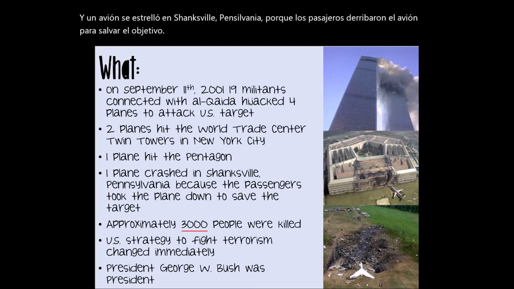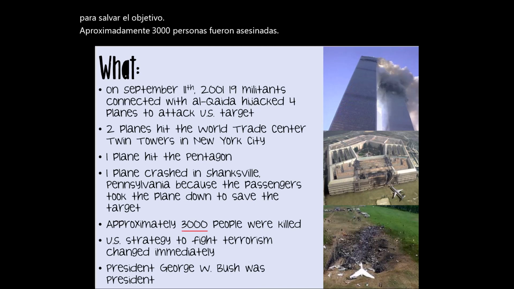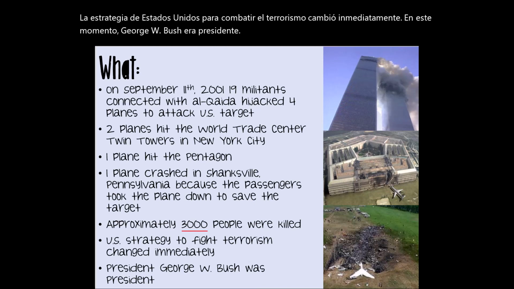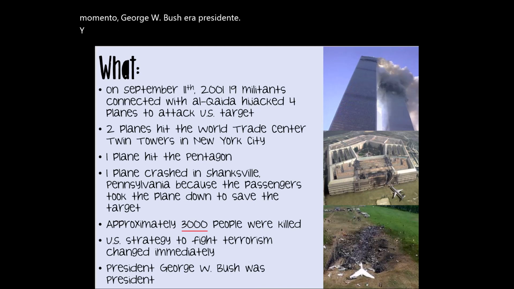Approximately 3,000 people were killed. U.S. strategy to fight terrorism changed immediately. At this time, George W. Bush was president. And here you have the Twin Towers, the Pentagon, and the Pennsylvania field.